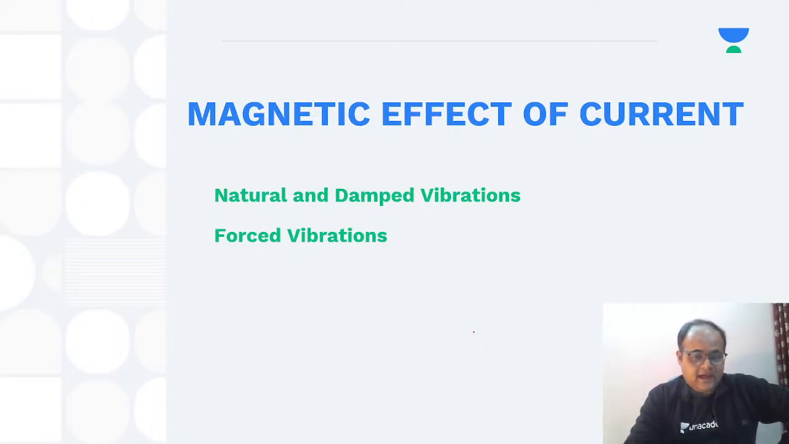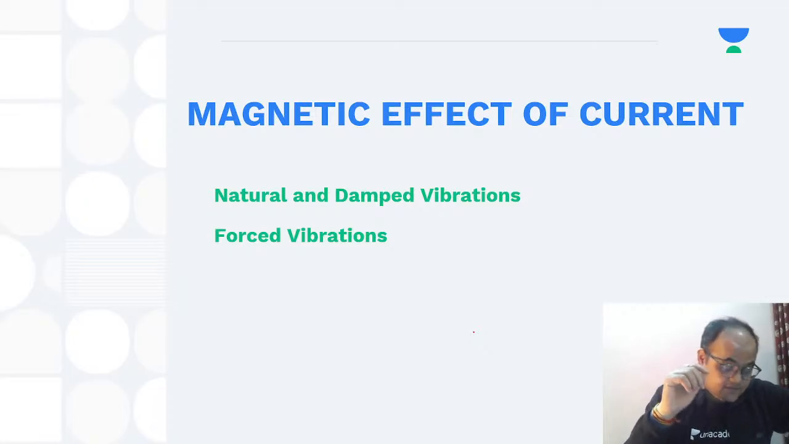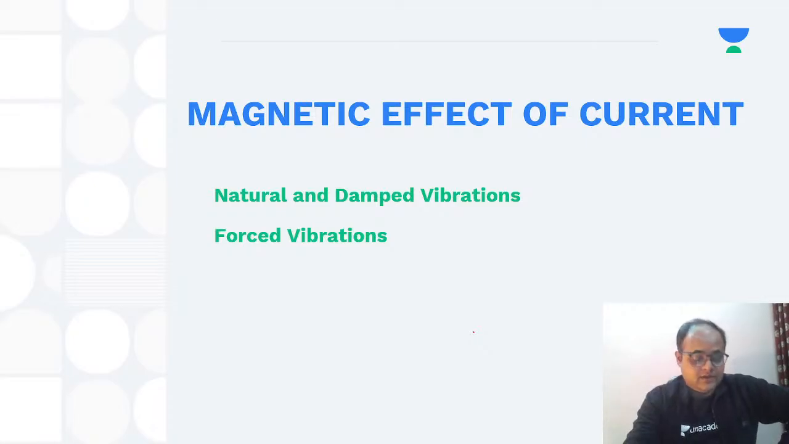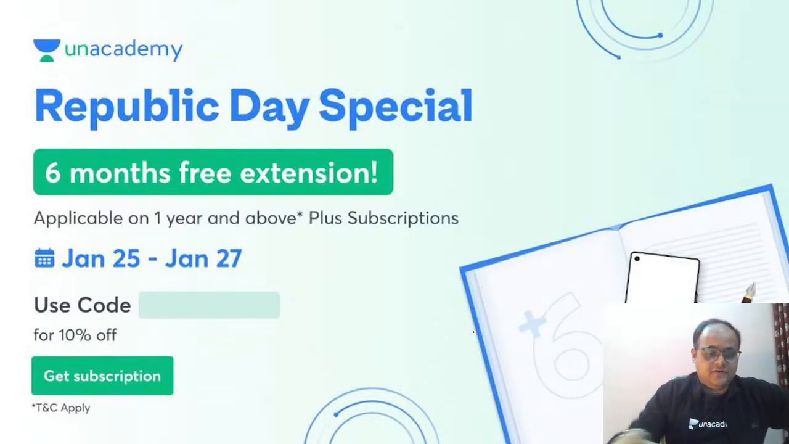So I guess now you've understood what practically these words mean: natural, damped, and forced. Yes. Fine. Chalo.